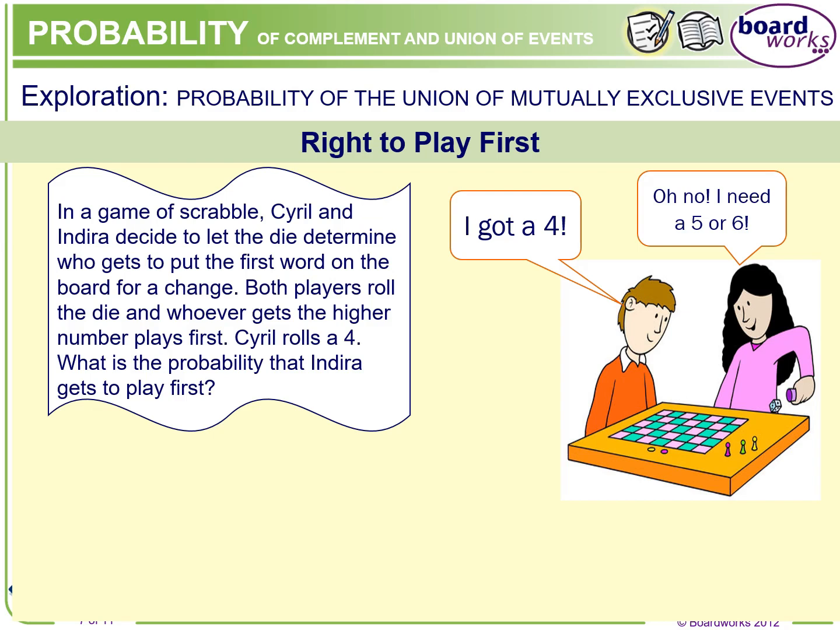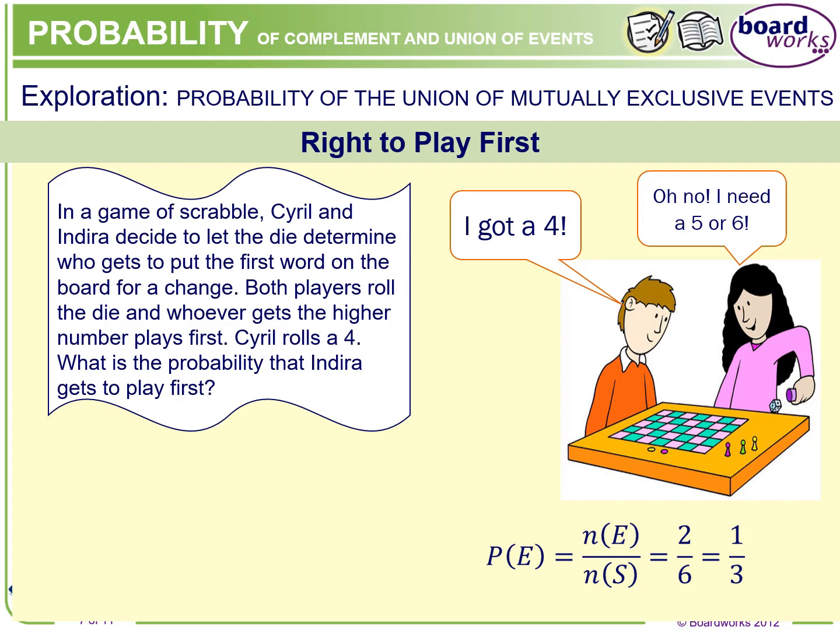So Indira must get a 5 or 6 in order for her to play first. We all know that there are 6 numbers on a die, so 1, 2, 3, 4, 5, 6. So Indira should get 5 or 6. That means the probability of Indira playing first is equal to 2, which is 5 or 6, over 6, which is the total number on the die. So that is equal to 1/3. So the probability that Indira will get to play first is 1/3.